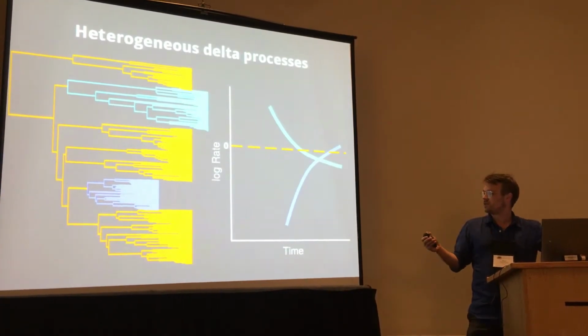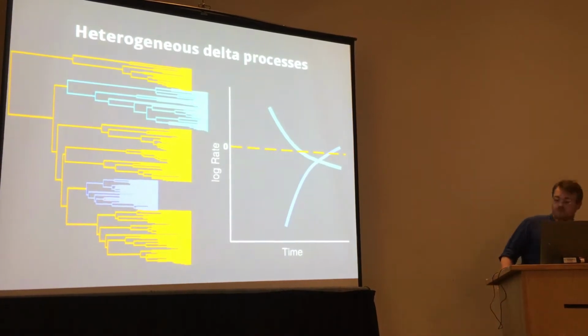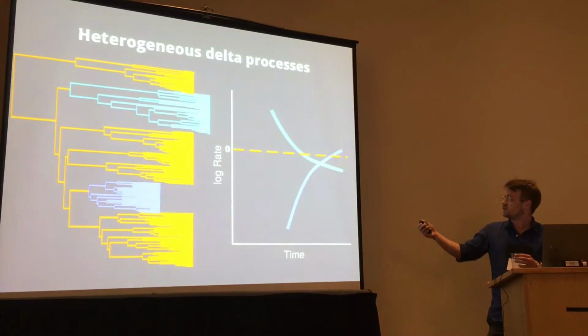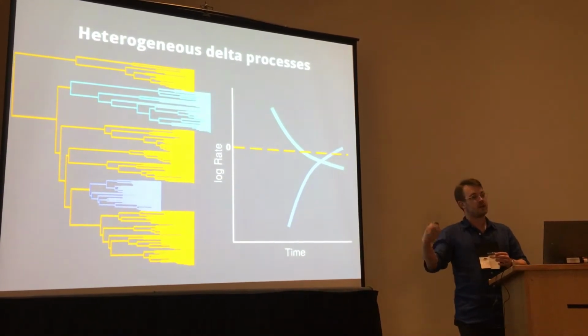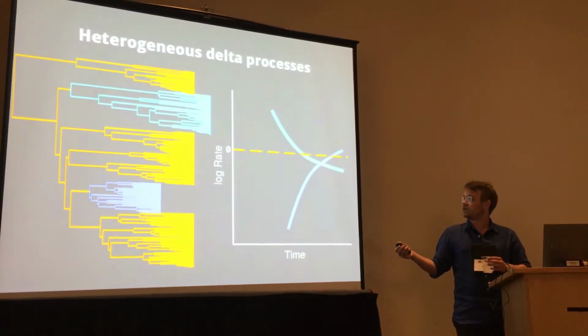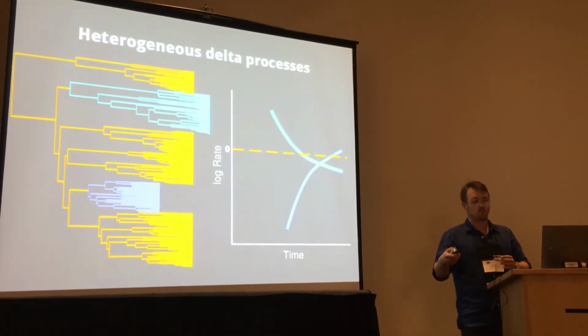So we've extended the variable rates model, which uses RJMCMC to infer the locations and magnitude of variable rates, to also include these types of tree transformation parameters such as delta. It also works for things like lambda, kappa, early burst. Any transformation that works on the branch lengths of the tree works within this framework.